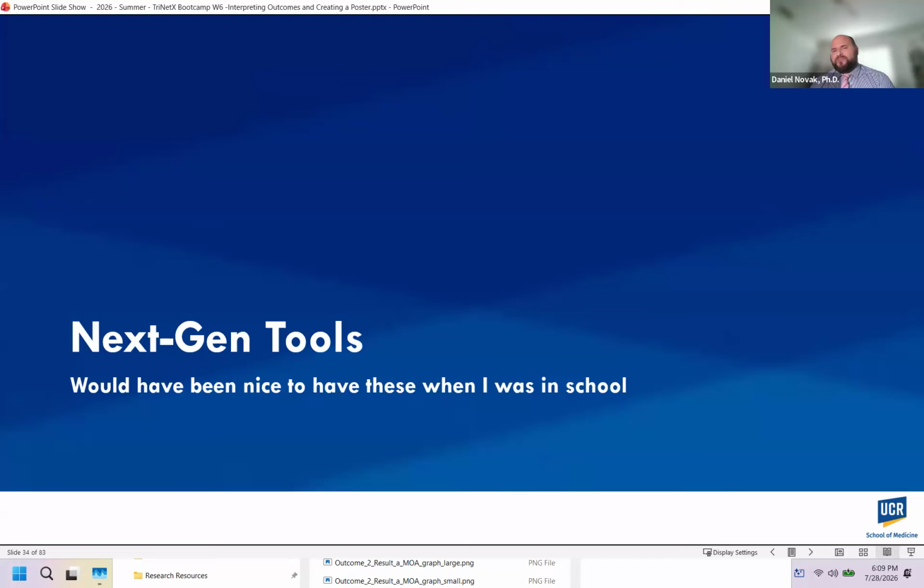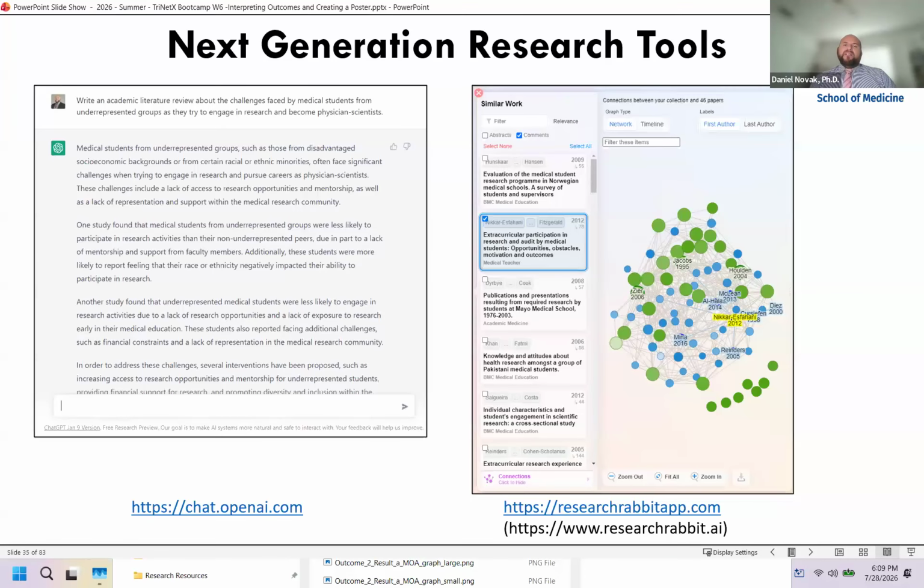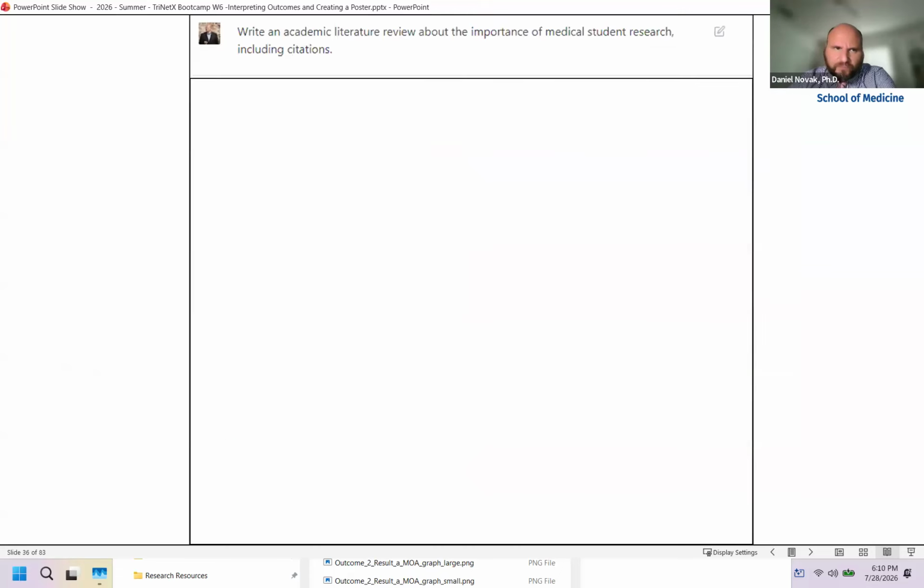These would have been really nice when I was in school, though, to be fair, AI actually is kind of a mixed bag. Doing some of this stuff by hand in the old days really forced you to read and peruse and think a lot about your research. But let's talk about some of them. So we have ChatGPT. I'm going to use that as an example, and some other AI tools. And we're going to talk about Research Rabbit really briefly, which is a network database tool. I've included this little analogy for a long time.